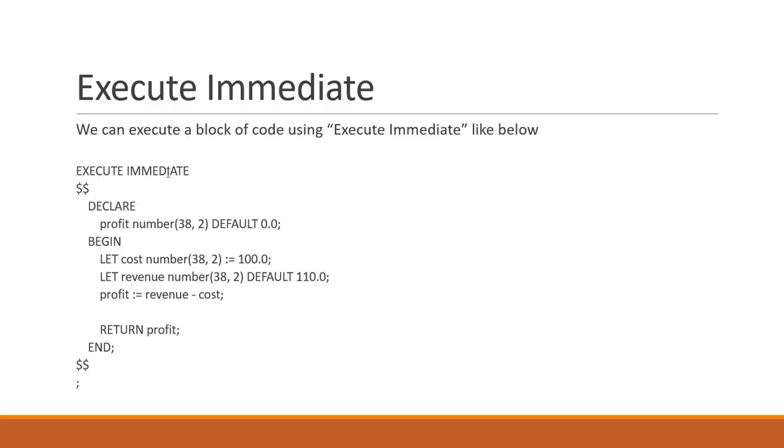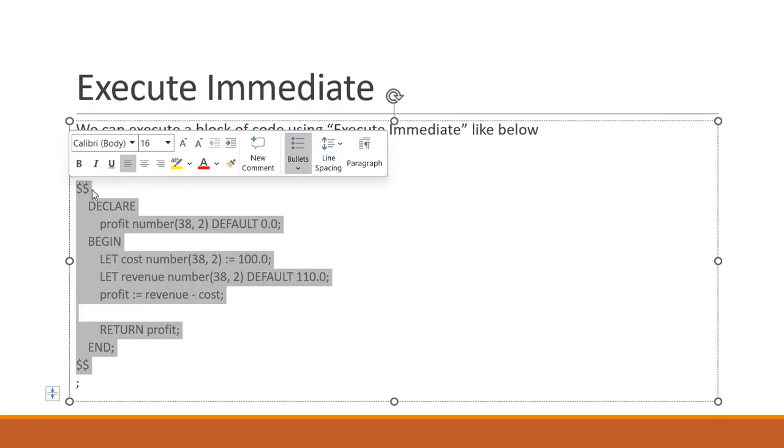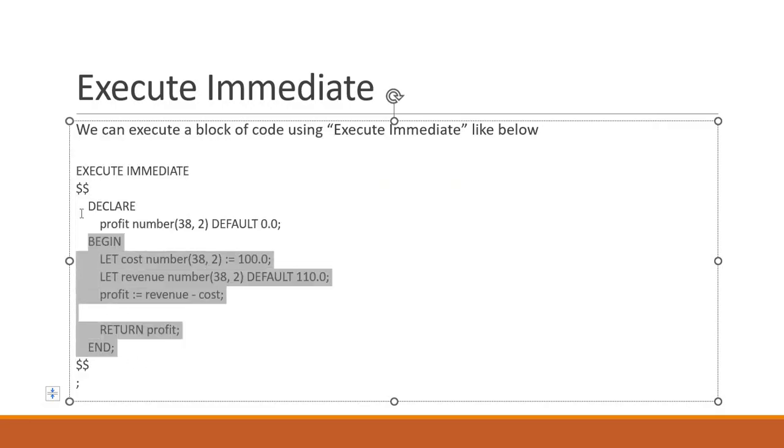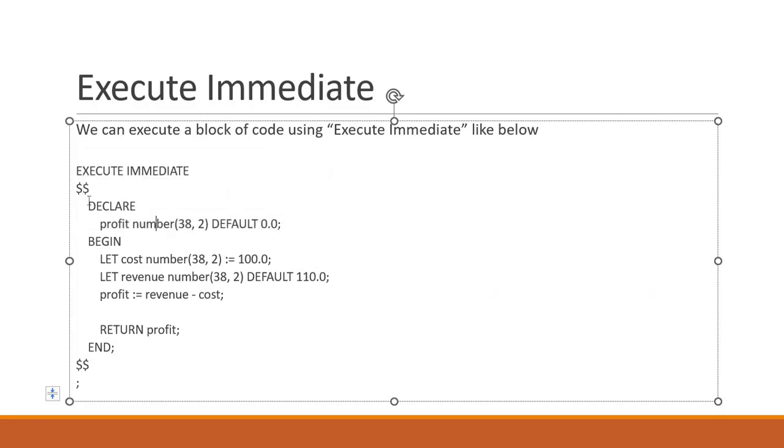So what is the syntax of this execute immediate? Execute space immediate, and whatever code you write inside the double dollar symbol will be executed. I can simply select this part, and if I run it in Snowflake, only this list of statements will run. This execute statement can contain declare and begin sections. The declare section is not mandatory. If you have any variables, you can declare them under the declaration section, but this is not mandatory. Whatever code you write between begin and end will be executed.